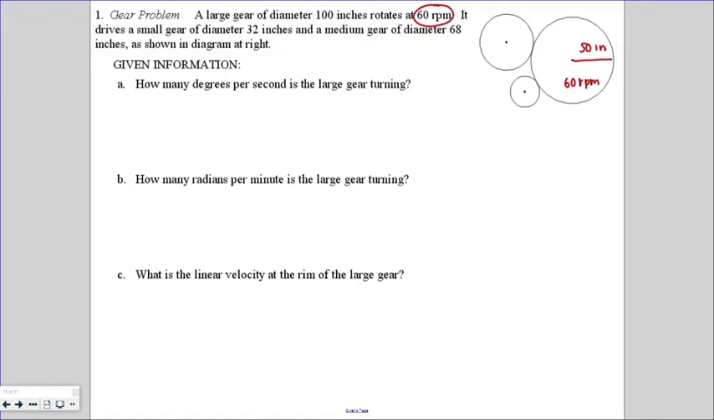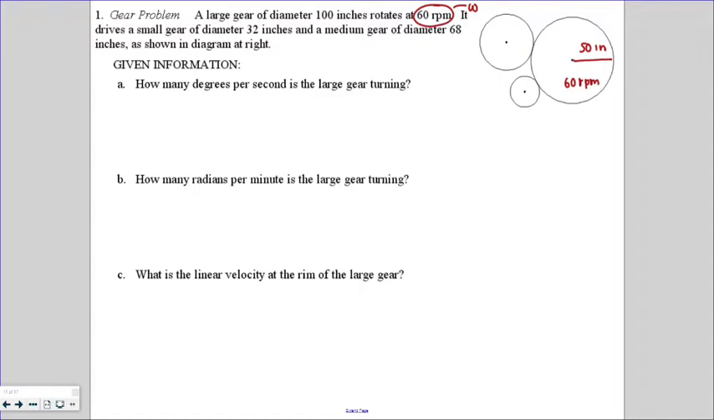But you guys need to tell me, 60 revolutions per minute, angular or linear velocity? What is it? Angular, yes. Revolutions per minute, angular. Just something to note, right? Just think about what information you're given first, and sometimes that can be really helpful in how you answer the question.